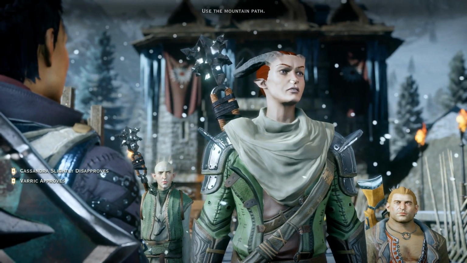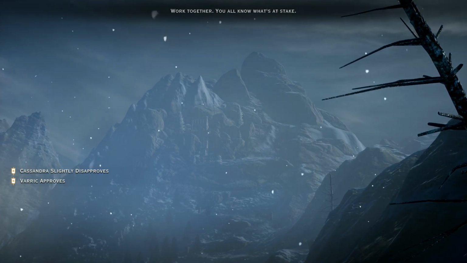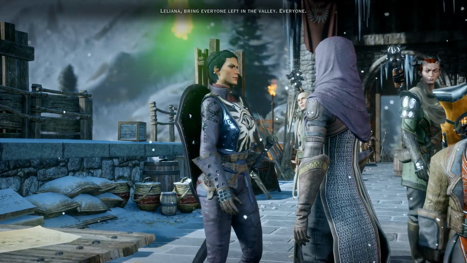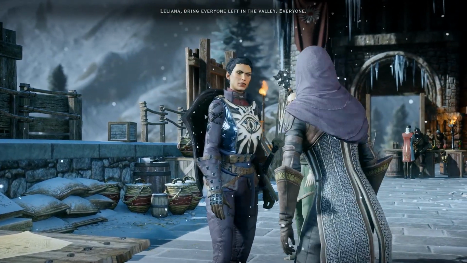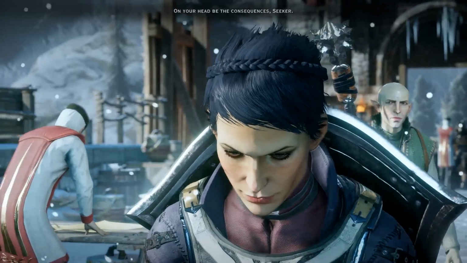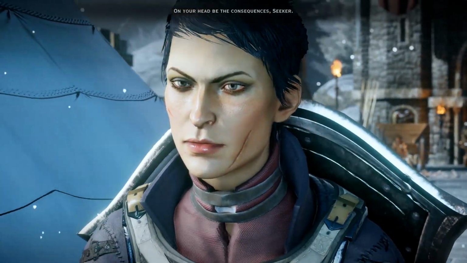Use the mountain path. Work together. You all know what's at stake. Liliana, bring everyone left in the valley. Everyone. On your head be the consequences, Seeker.